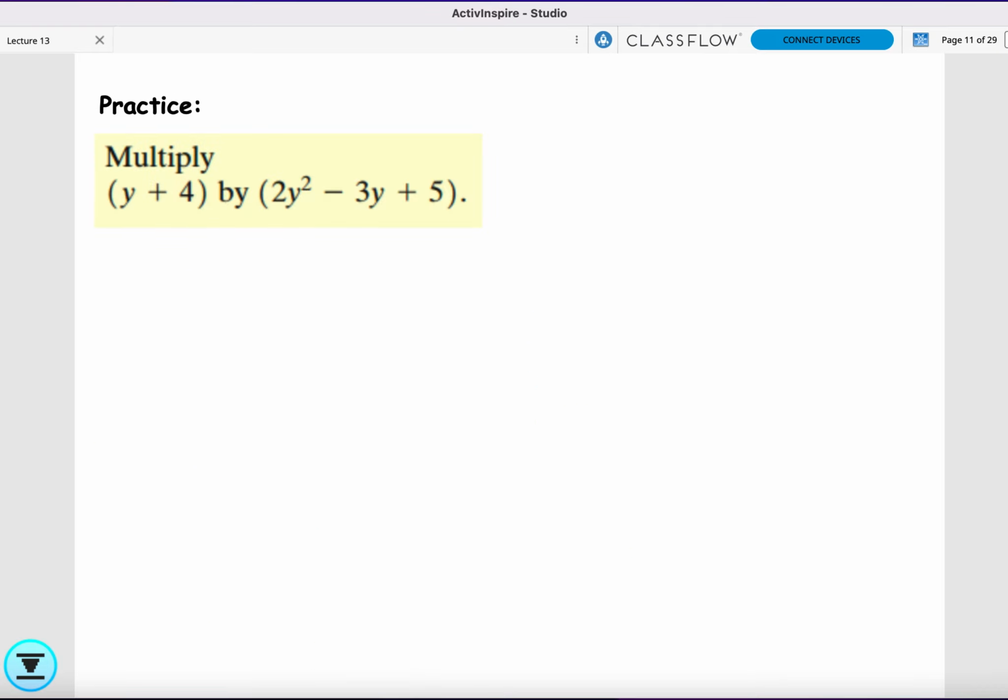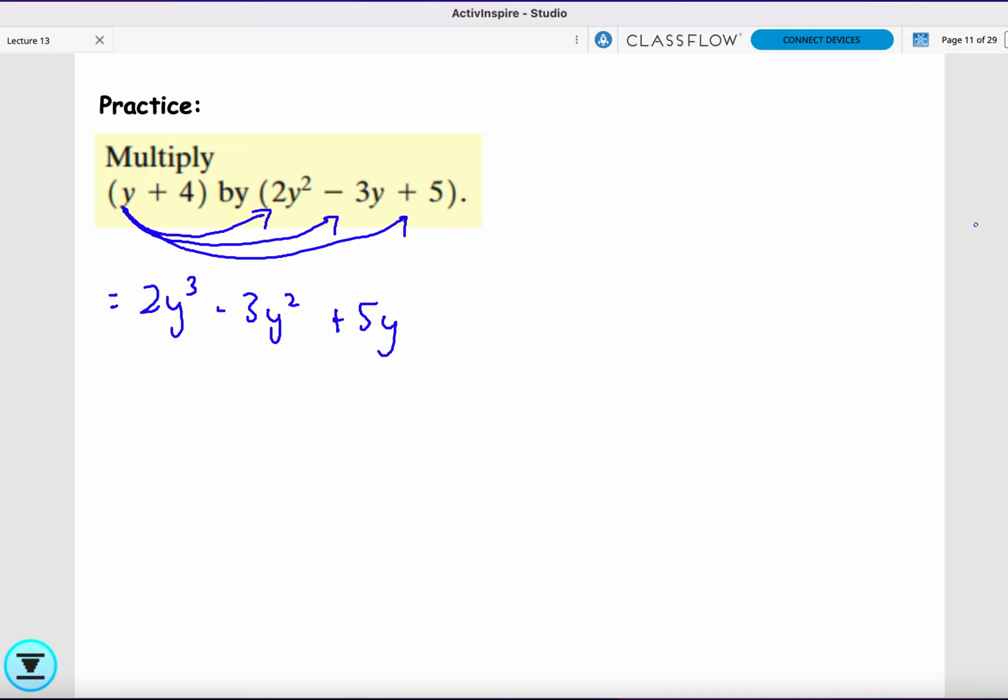I want you to try this one out here. For this case, I'll probably just do arrows here. Multiply y plus 4 by 2y squared minus 3y plus 5. So I'm going to do the y first. So it'll be y times this term first, which is just 2y cubed, right? y times 2y squared. y times minus 3y is going to be negative 3y squared. And then y times 5, which is just going to be plus 5y.